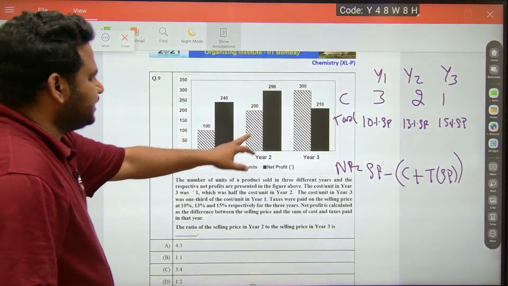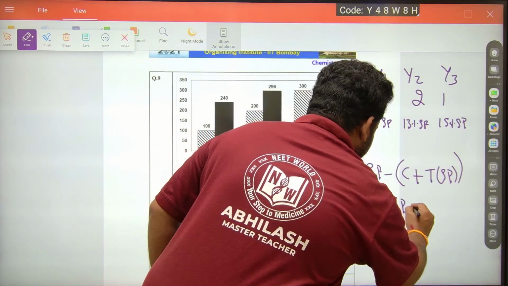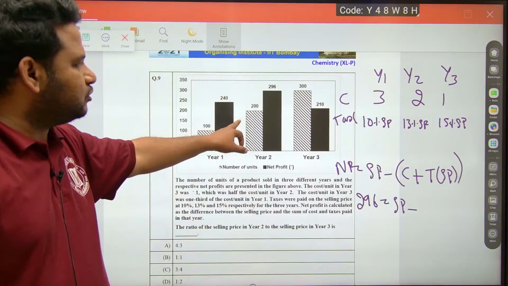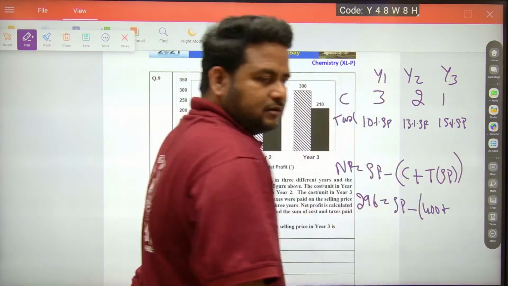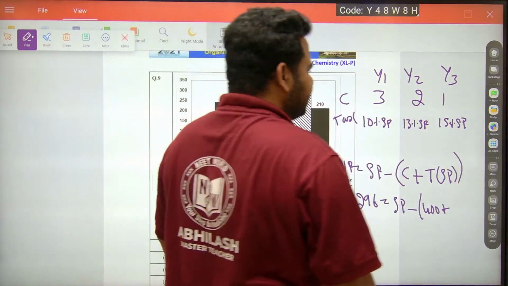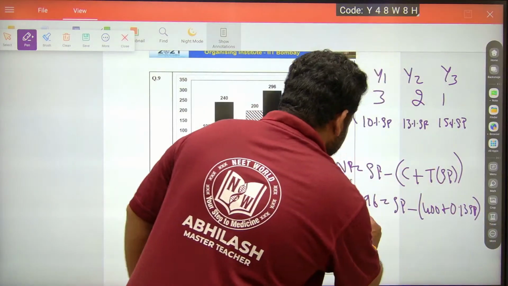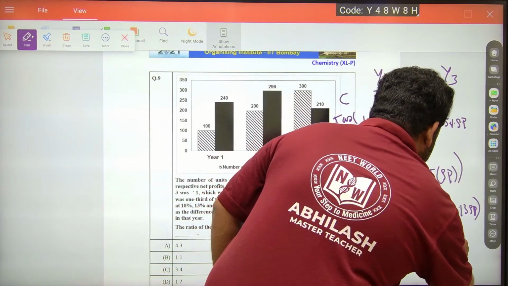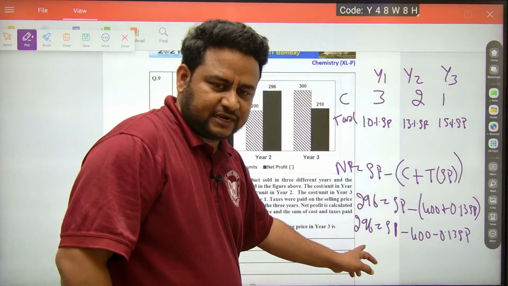So year 2, what is the net profit? 296. 296 is equal to SP minus cost. Number of units is what? 200. 200 into cost is 2, so this will become 400. Tax on selling price, 13% of SP. 13% of SP is 13 by 100, that means 0.13 times SP. So 296 is equal to SP minus 400 minus 0.13 times SP.